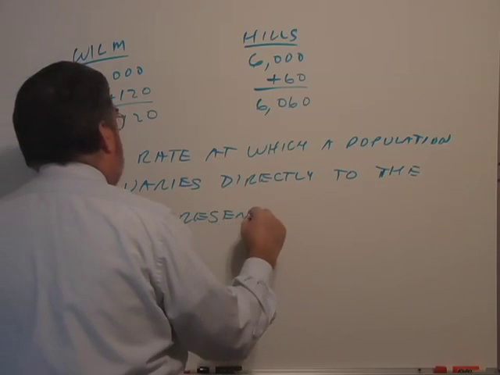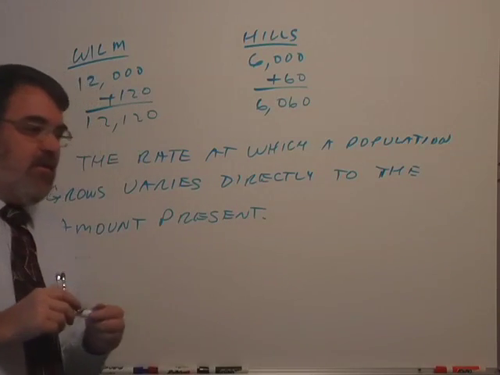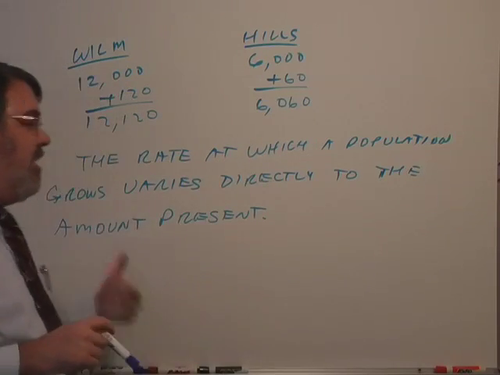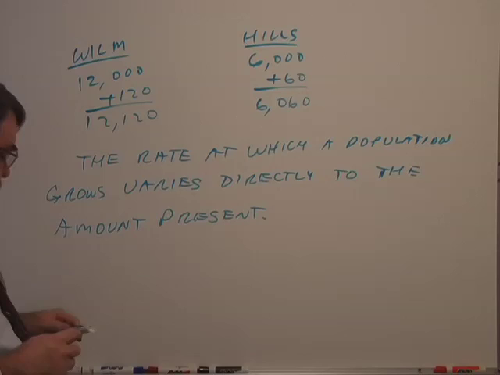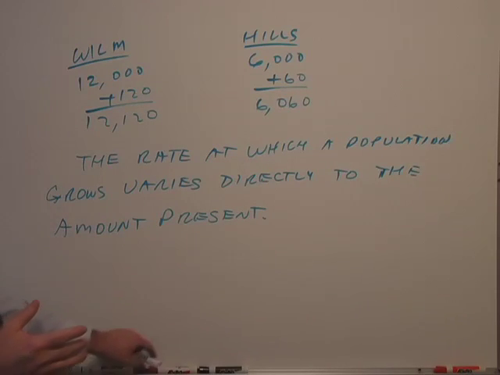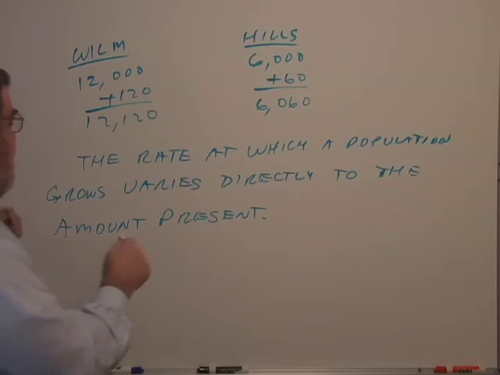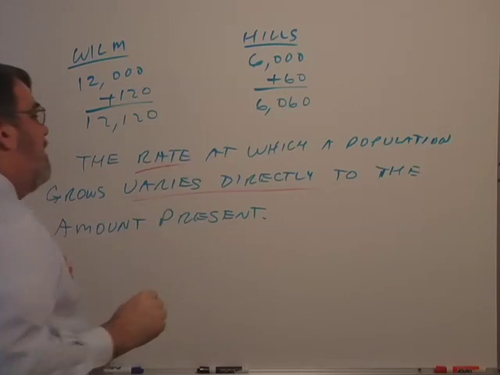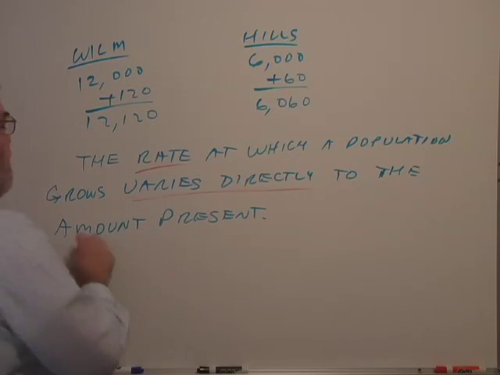So in other words, when you have twice as many people, the rate at which it's growing is twice as fast. It depends on how many people are there. Well, that's a variation problem from an earlier chapter in this course. So we have these keywords: it varies directly, the rate, and the amount present.